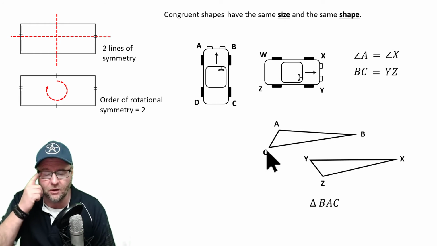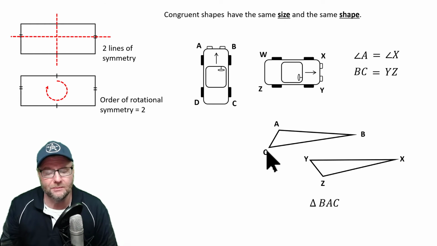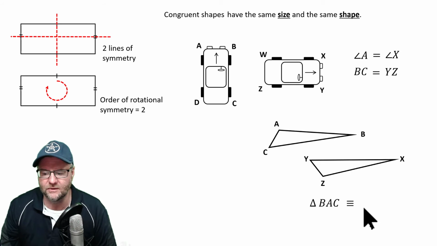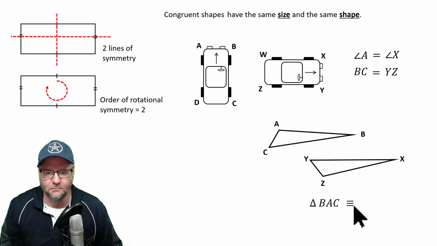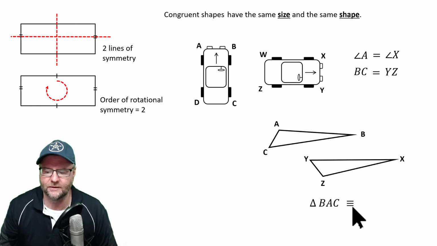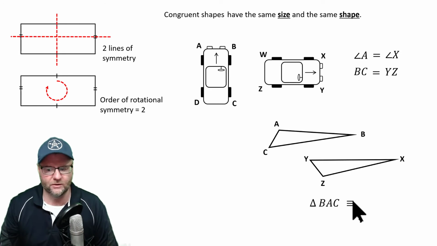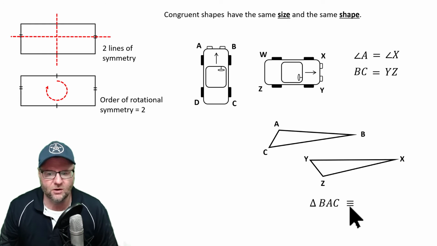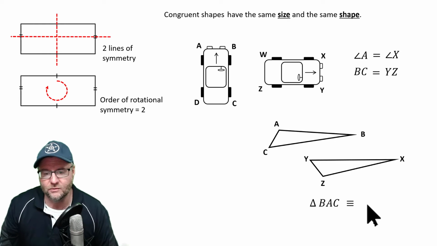Now, if I want to write a congruent statement, the symbol that we use for congruence is this triple equals sign. Okay, so it's more than equal, super equal. So it's equal, but it's a little bit more equal. So triple equal means congruent. So triangle BAC is congruent to. Now, it's really important the order that we write the letters for this triangle.